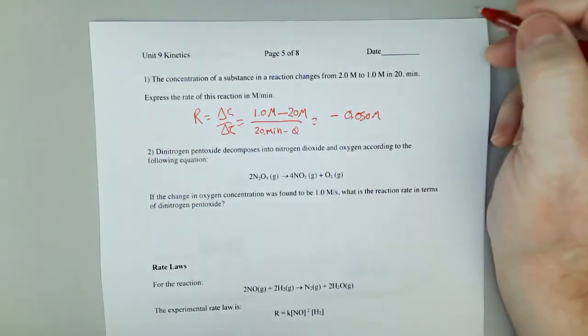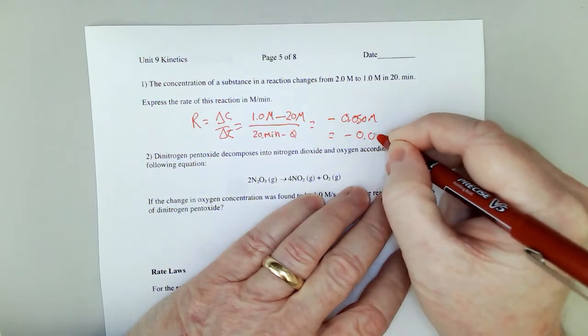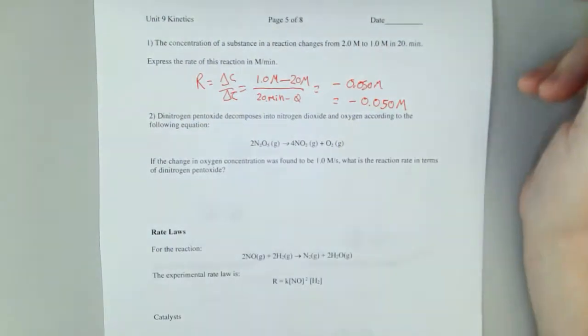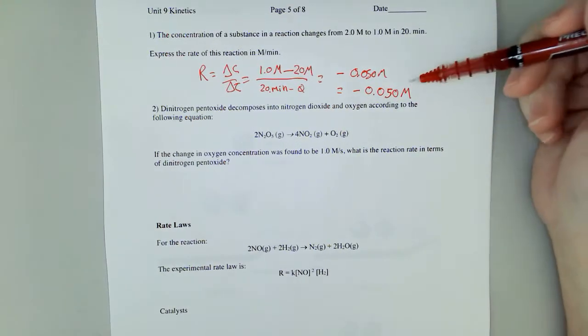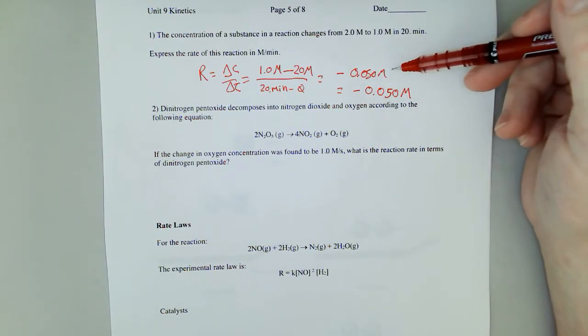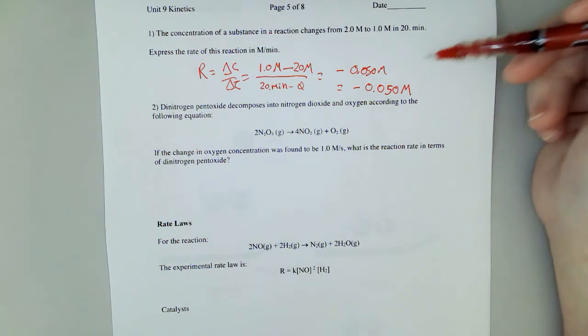Now, that is allowed. I'll rewrite that a little clearer. Negative 0.050 molar. That's allowed to have a negative number because it's going down. Okay? The reaction rate is decreasing. It's not as fast anymore.